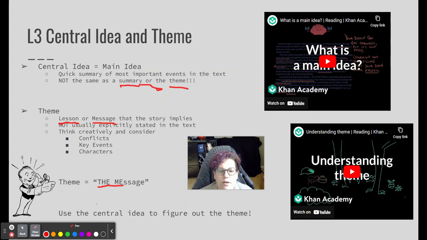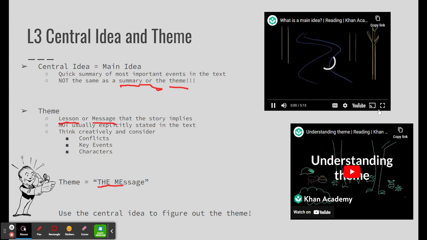And you can use the central idea to figure out your theme, and you should be using the central idea to figure out your theme. Well, let's watch a couple of videos. We're going to watch a couple of videos on the main idea first, and then understanding the theme.